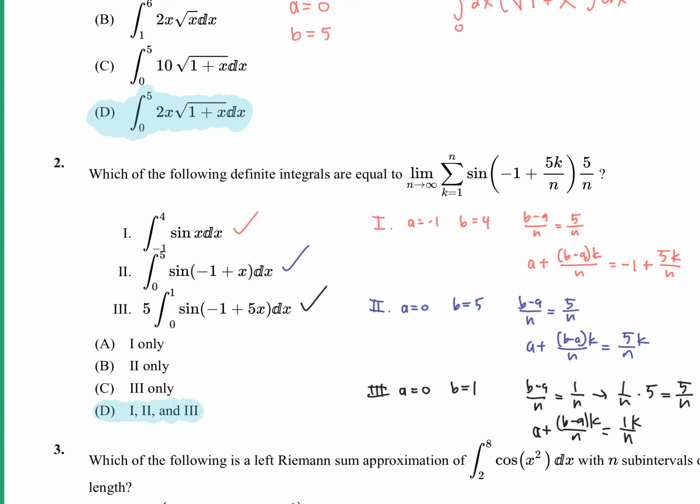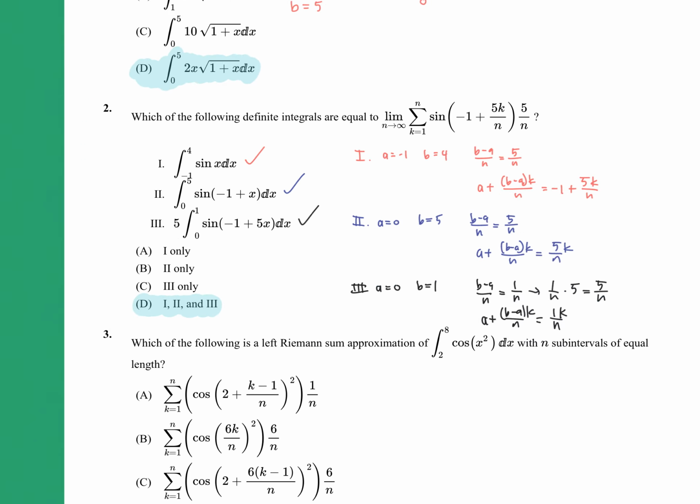Okay, so this is a little strange one, but this one's just showing you that whatever the limit sum definition of a definite integral looks like, there's an infinite number of ways to represent it. So they're just kind of making you see that.